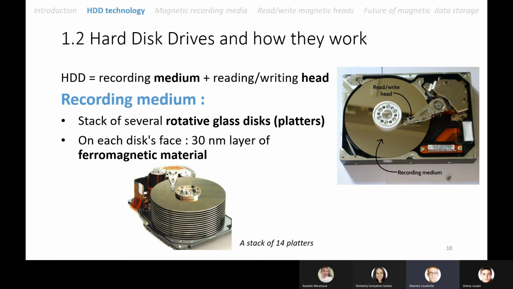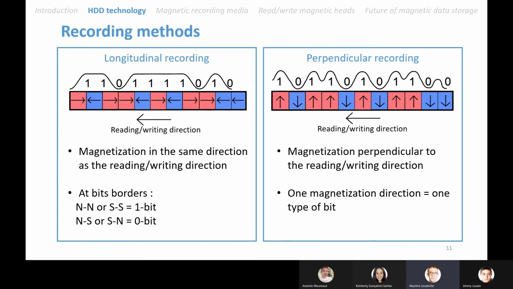As a reminder, bits are series of 1s and 0s that a computer uses to store every type of data. Everything in a computer can be translated into bits. Now let's see how bits are recorded on the medium and how they can be read. There are two different methods.